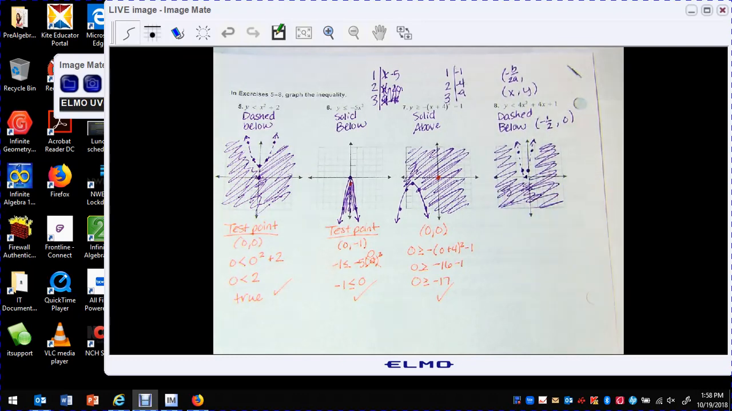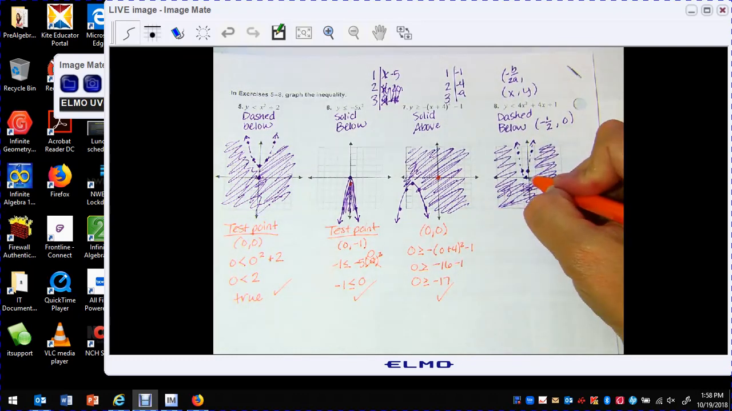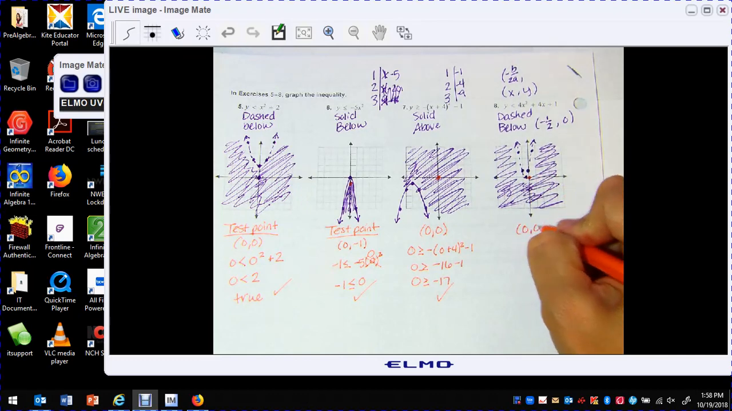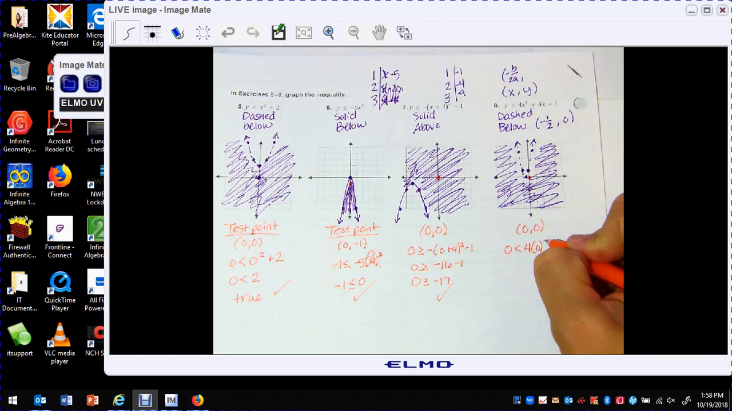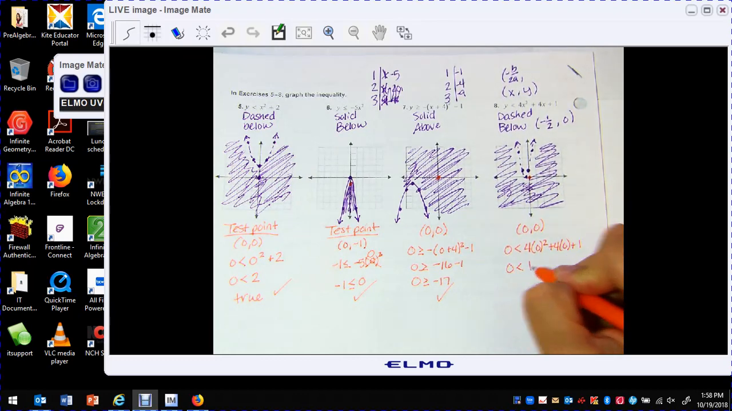Now this time 0, 0 is in my shaded area. So let's plug in 0, 0 and see if it's true. 0 less than 4 times 0 squared plus 4 times 0 plus 1. 0 less than 1. That is true.